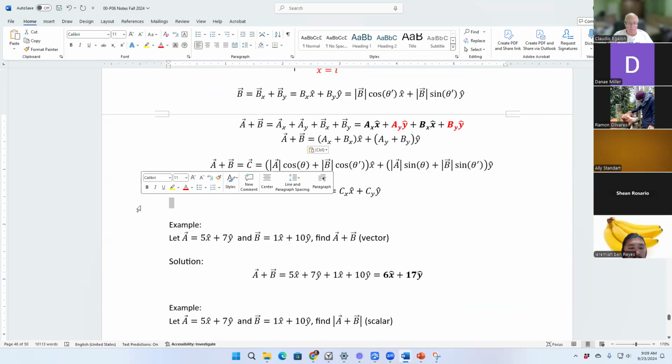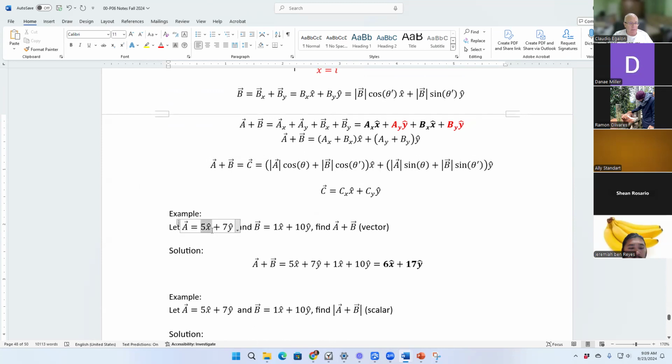Okay, and now we can come up with numerical examples. Let A be 5 x hat plus 7 y hat, and B equal to that. Find the vector A plus B. Straightforward, right? And here's the solution. You just go ahead, write down A, write down B, and I'm going to come up with another step here that I didn't do.